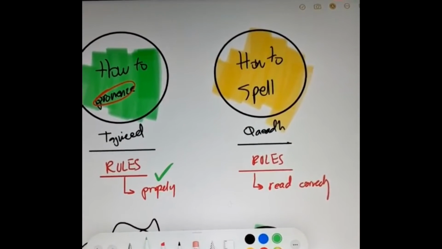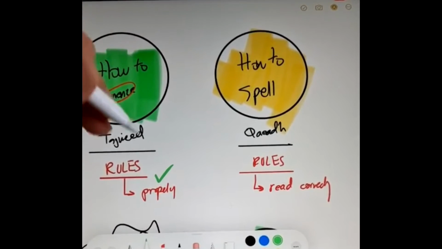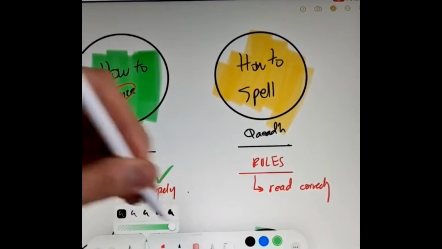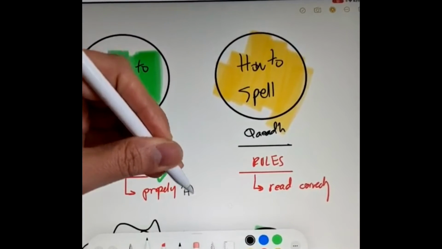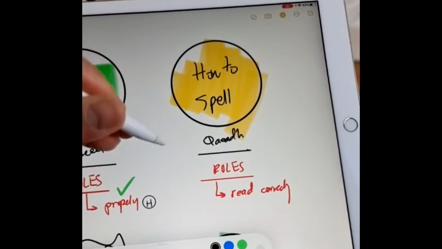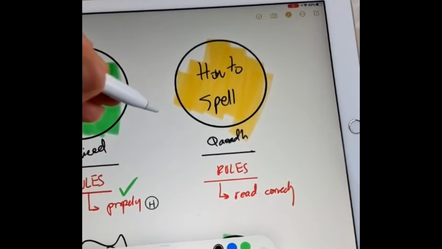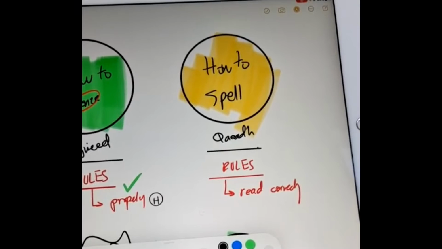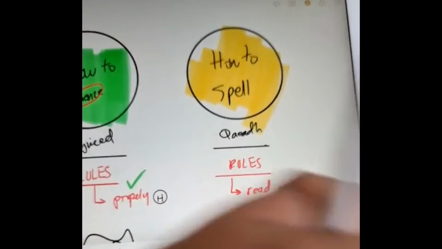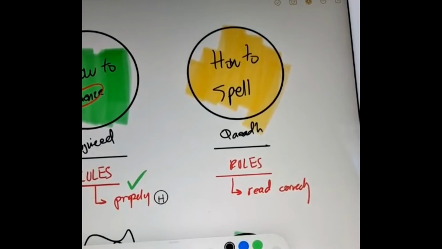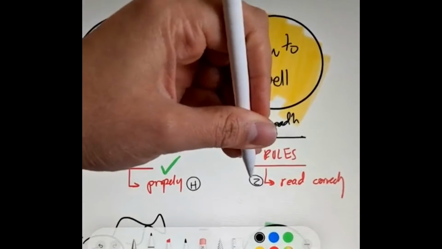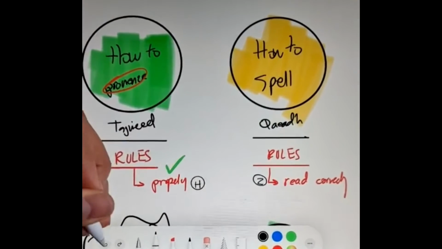Read properly. Hisham is saying so we can read properly. Very good. That's Hisham. Let's write H in a circle. Well done, Hisham. And who can tell me, why do we learn Qaida? Let's see. Zainab is saying so we can read Quran properly. Well done. So we can read.